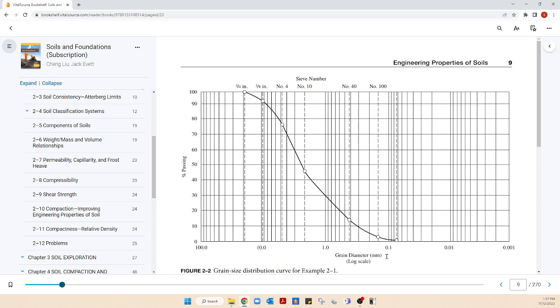And as we move on from here to get our Atterberg limits, we'll be looking at the 50% passing and see where it hits this curve. I think the 10% will be used to determine some things like liquid limit, plastic limit, and things like that.